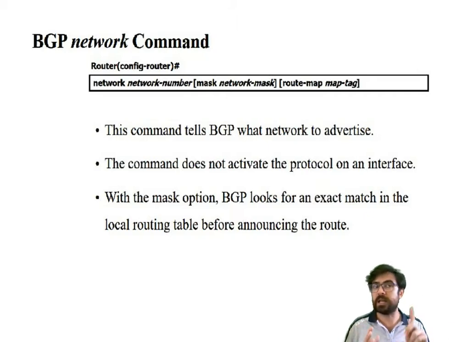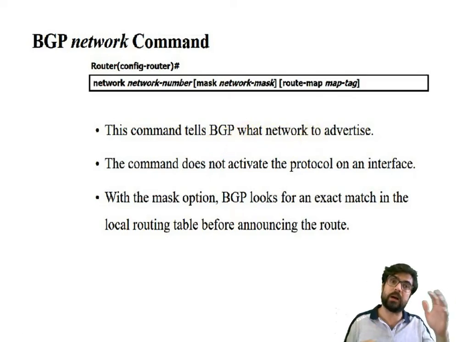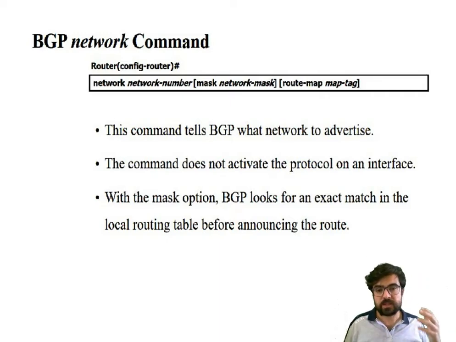For example, the first thing is the hello message: you are activating the hello message to go towards the neighboring routers to make the adjacency. This concept does not exist in BGP, because in BGP we do not have adjacency; we just add the neighbors. But the second part: the command does not activate the protocol on an interface. This command tells BGP what network to advertise. This is the same as the other dynamic routing protocols.